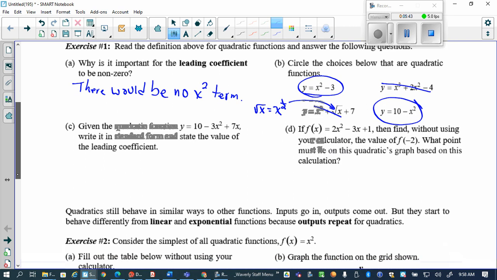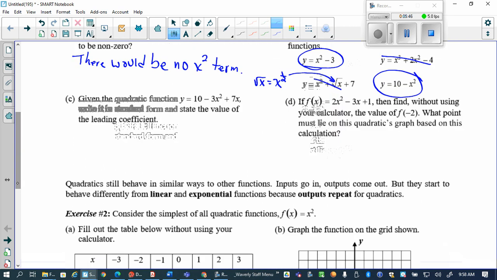Now, part C. They give us the quadratic function y equals 10 minus 3x squared plus 7x. They want us to write it in standard form. You know what that means, right? And then state the value of the leading coefficient. So, is the leading coefficient 10? No, it's negative 3. So let's write it in standard form. y equals negative 3x squared plus 7x plus 10. And the leading coefficient, LC, is negative 3. And you put it in standard form.